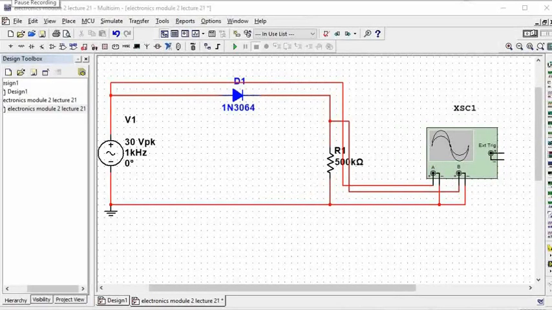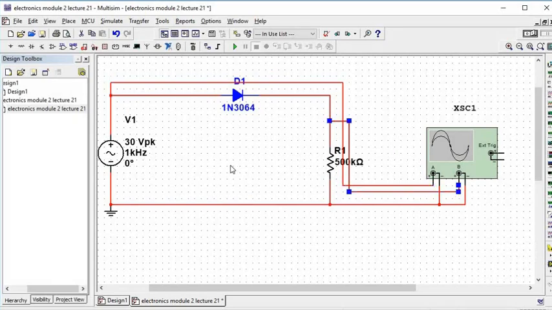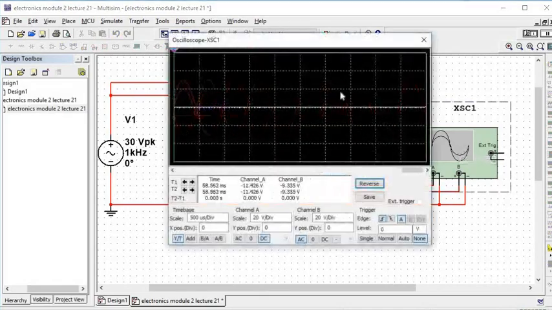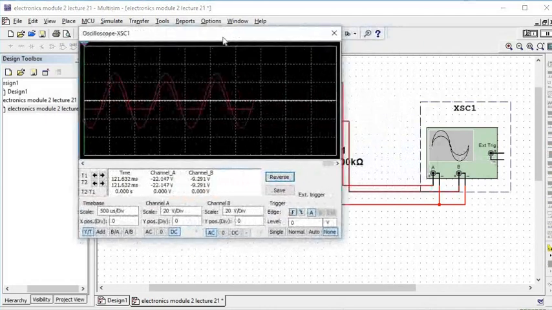This is the half-wave rectifier in Multisim. It is a very simple circuit and we have taken two outputs. This one, A, displays the input voltage V1, and this one, B, displays the output across the resistor. Now we play it and we see the output. You can see that the output is exactly like we had in our lecture.